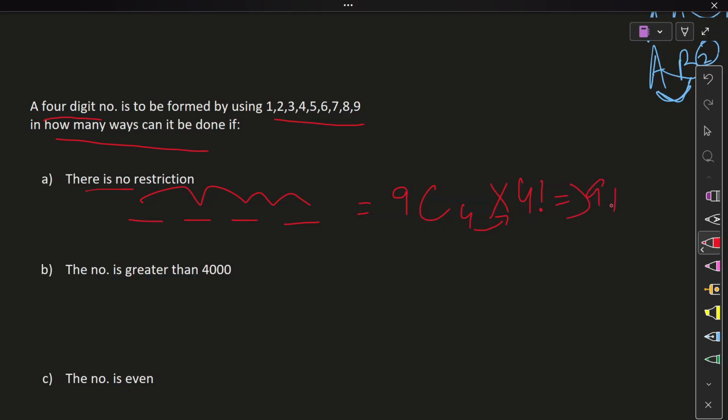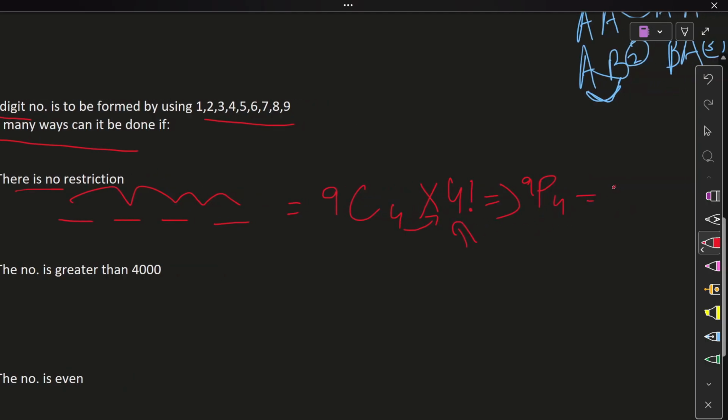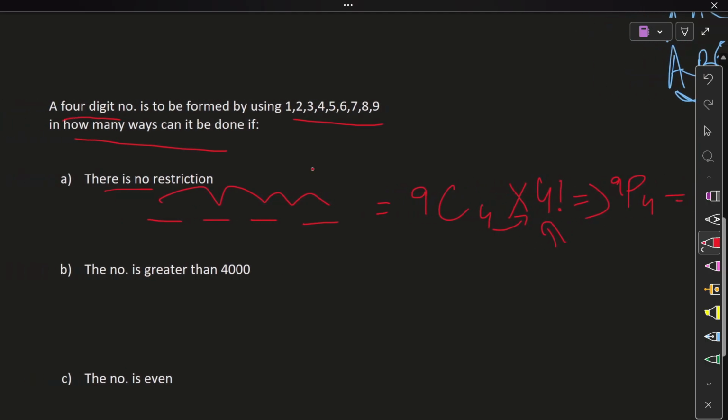This can also be written as 9P4. But again, I recommend this. And that will be your answer. As simple as that is.